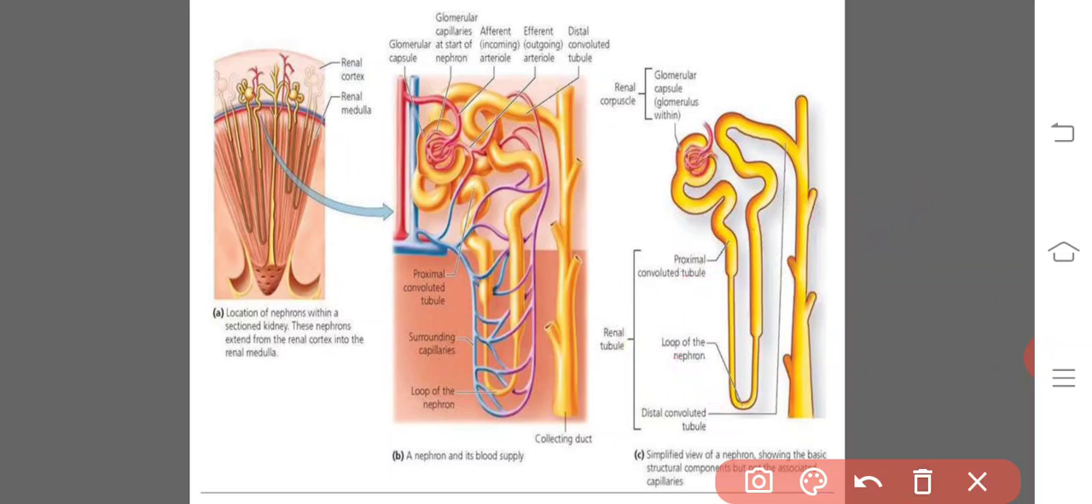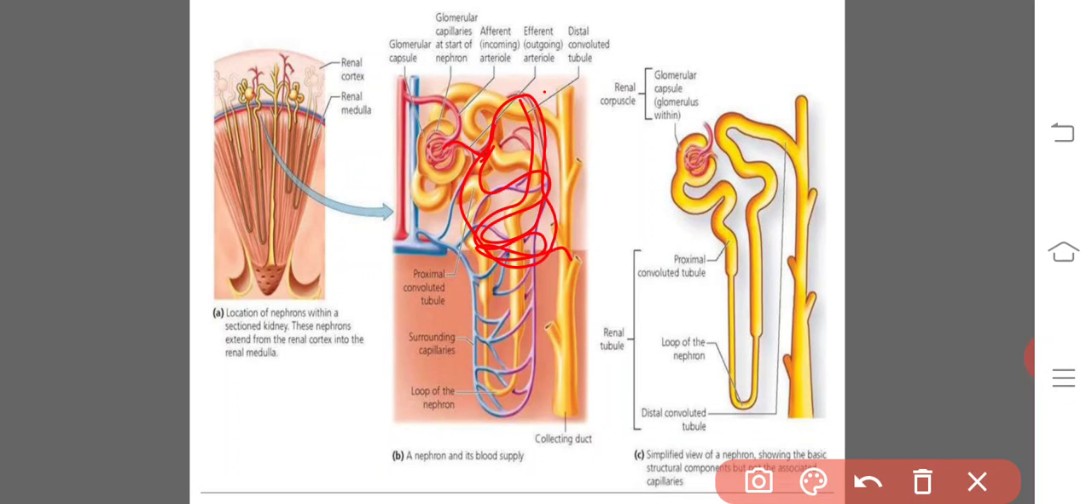And coming to the capillary network of the nephron. This is the afferent arteriole, and these are the efferent arterioles. These efferent arterioles spread over the proximal convoluted tubule and the distal convoluted tubule, as we are observing in this figure.